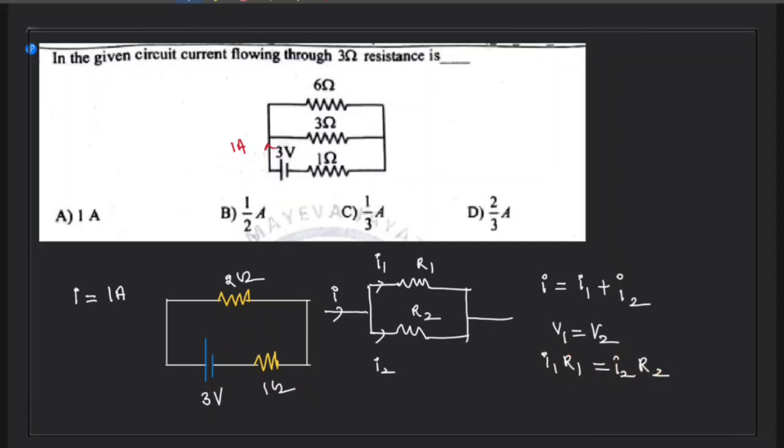Therefore, let me say this, I1 is equal to I2 R2 by R1. If I substitute this value here, I could get this I is equal to... what is I1 here? I1 can be written as I2 R2 by R1. So I is equal to I2 R2 by R1 plus I2, right?